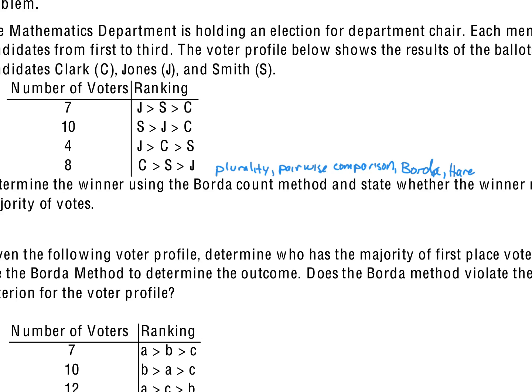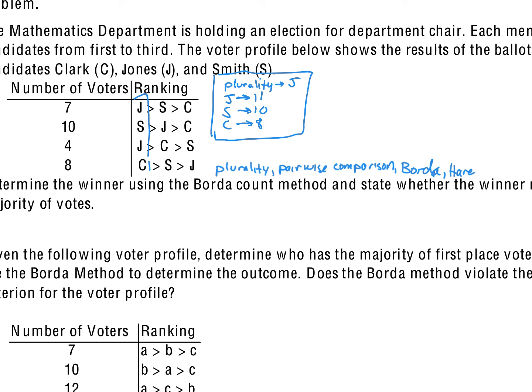Okay, so first doing it with the plurality. For the plurality, we're only looking at the first place votes. So then for plurality, J would get a total of 11, whereas S would get a total of 10, and C would get a total of 8. So J would win. That's the plurality method.